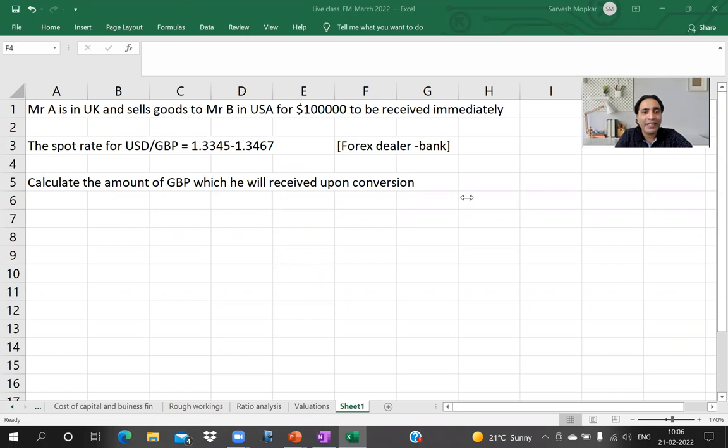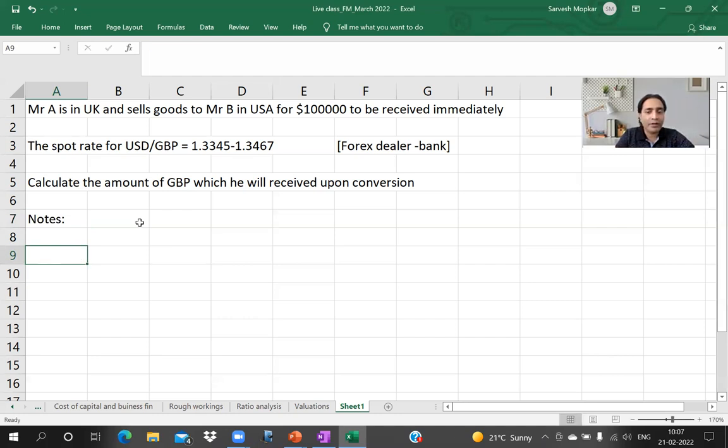So this 1.3345 is the price of 1 GBP, but it's the buy price for the dealer. That means the dealer is ready to buy 1 GBP at 1.3345. Okay, so I'll write it in the notes. The dealer, think always from the dealer's perspective.